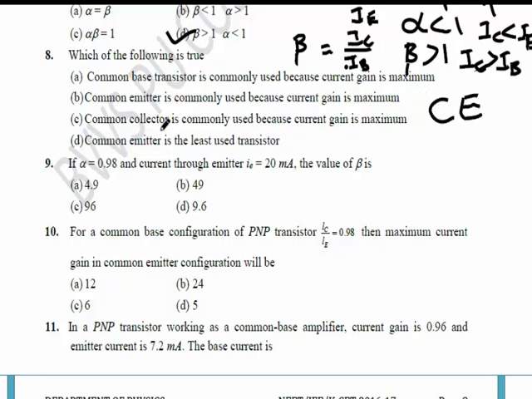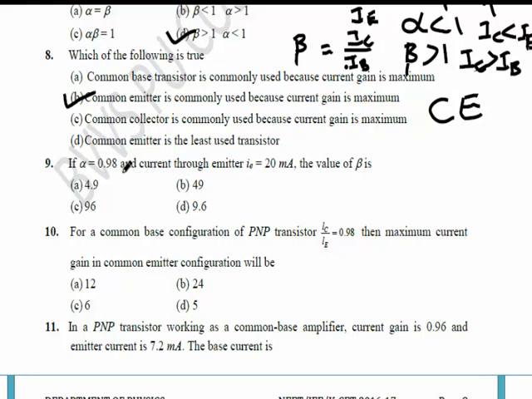CE means common emitter mode is used. So option is B. Remember, my students, which of the following statements is true? Common emitter is commonly used for maximum current gain, means CE mode is used. So option is B. So next, 9th question.